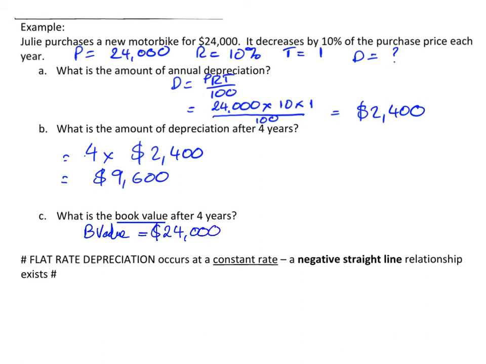And after 4 years, it depreciated $9,600. So what is the bike now worth after 4 years? It is only worth $14,400. So that's a lot of money that it's depreciated in a 4-year period. Now, remember, this is the same as simple interest. Simple interest was a positive straight line graph, positive straight line relationship. The only difference with flat rate depreciation, it's going to be straight line, but it's actually going to be a negative straight line relationship.